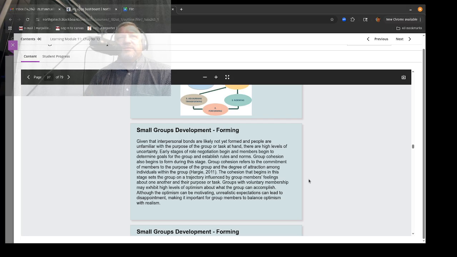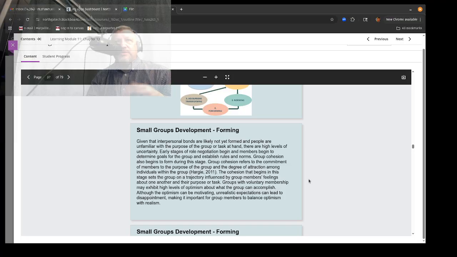And that's because interpersonal bonds haven't really yet been formed. When we have new people join the group, they may be unfamiliar with the group totally. They may not know the purpose at hand for the group. They definitely may not know the other members of the group, right? And those create uncertainty for both the current group members and the new people. The early stage of role negotiation begins, and group members begin to determine the goals for the group and establish the rules and norms. Group cohesion also begins to form at this time.